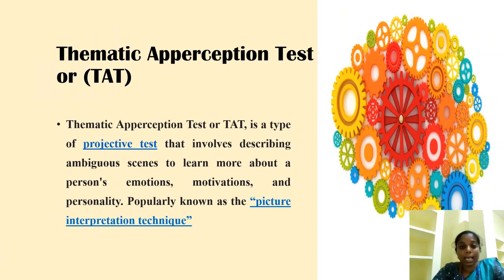Next, the thematic apperception test. It is also an important projective test. Here the person is given some 30 pictures, whereas in the previous method 10 pictures were given. The subject is asked to describe a story on seeing those pictures. It is used to find the person's emotions, motivations, personality, and so on. It is also known as the picture interpretation technique.